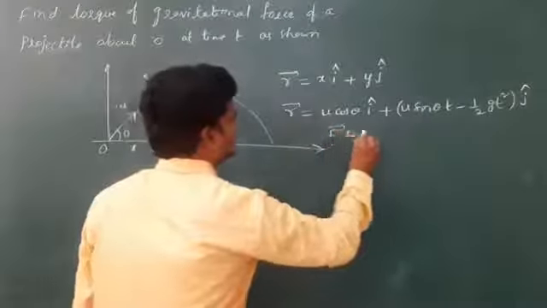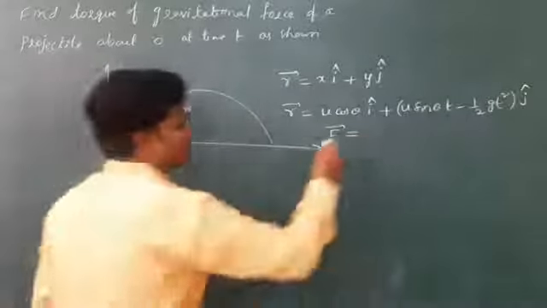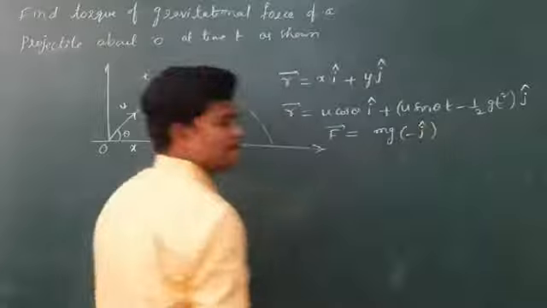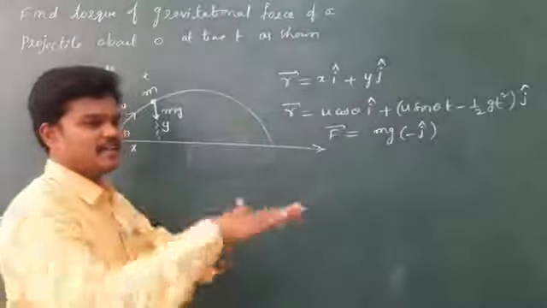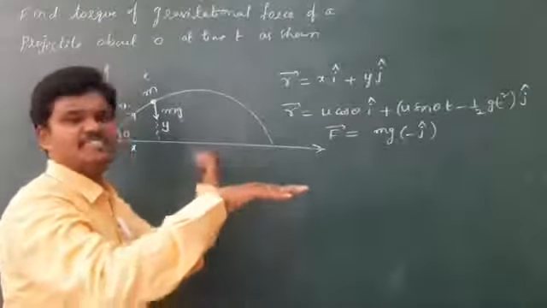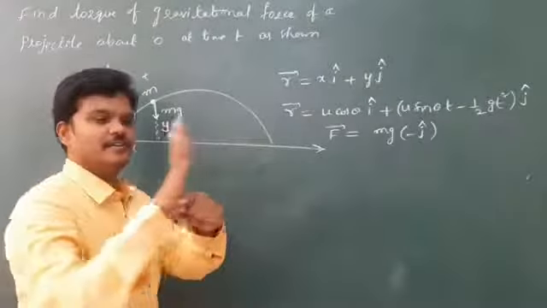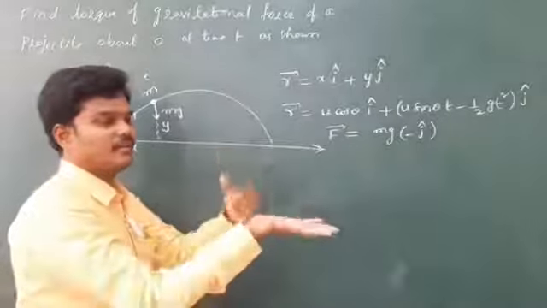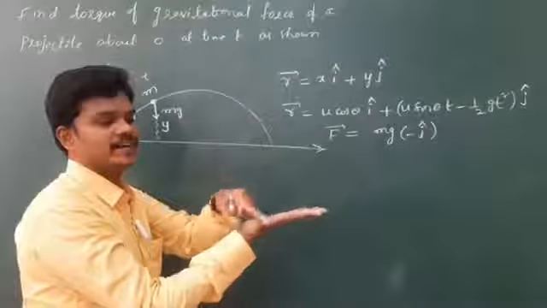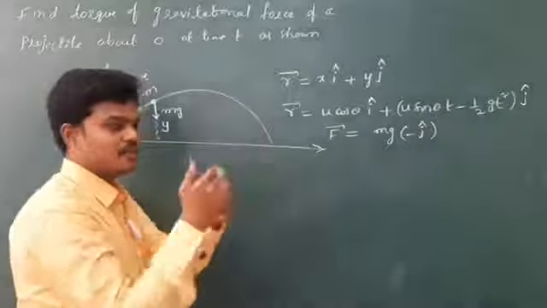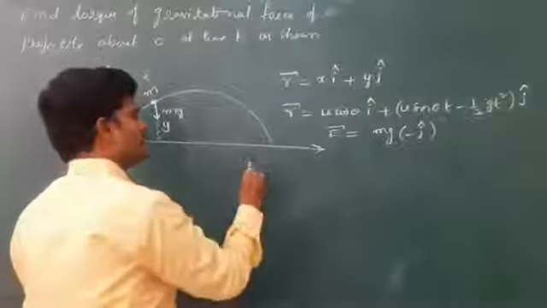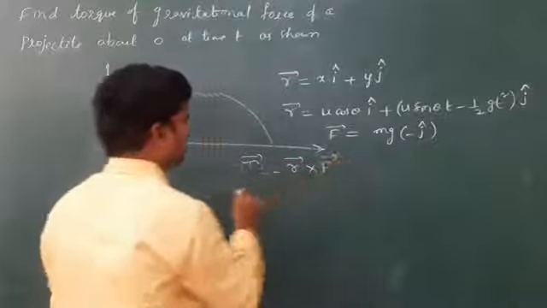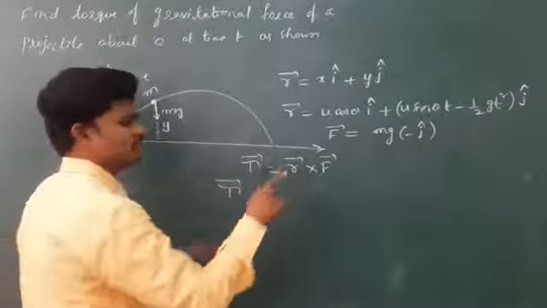And see the F. F is mg downwards, so mg downwards means minus j cap. This is like A, B, C, where C is equal to A cross B. I am following the cross product rules now. And we know torque in vector product we can write as r cross F. So r cross F. I think you know how to solve this cross product.